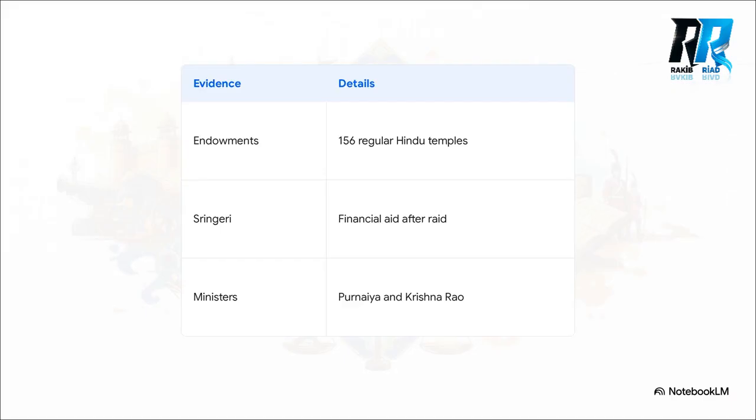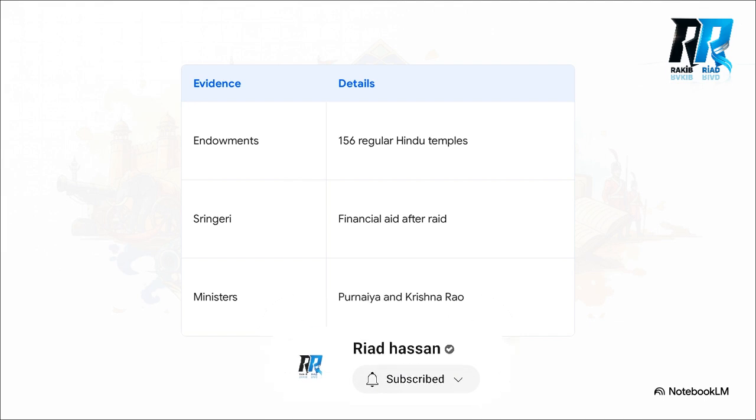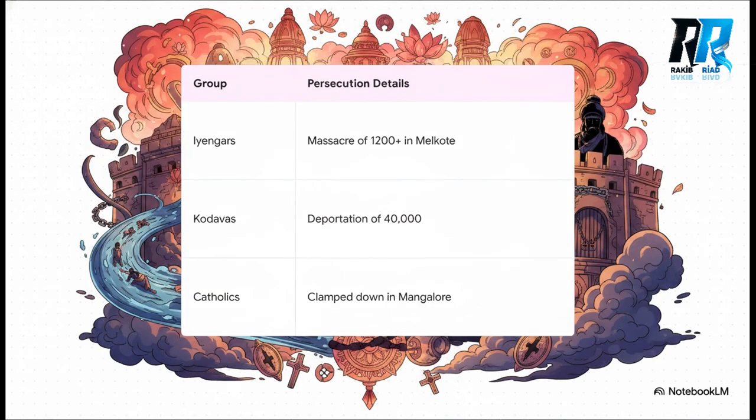In Exhibit A, the administrative records show that Tipu made regular, documented endowments to at least 156 Hindu temples. When the Maratha army raided and damaged the holy Sringashankaracharya Matha, Tipu wrote 30 letters expressing his deep grief. He sent financial aid to rebuild it, stating explicitly that those who sin against a holy place will suffer the consequences. He also appointed numerous Hindu ministers to top positions, including his treasurer, Krishna Rao, and his highly important minister, Pornaya. But then we have to flip the page and look at Exhibit B.